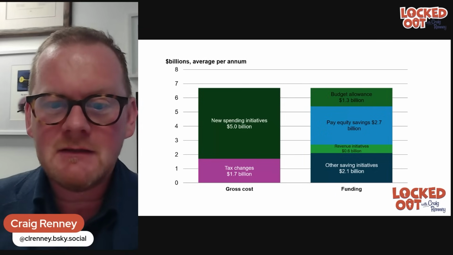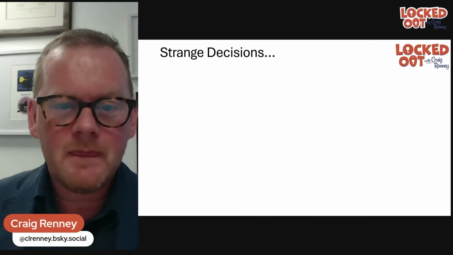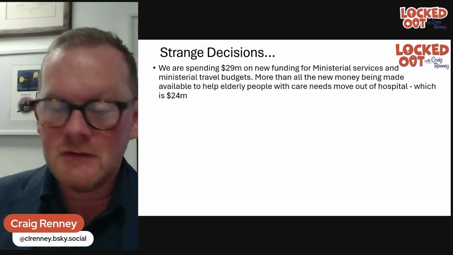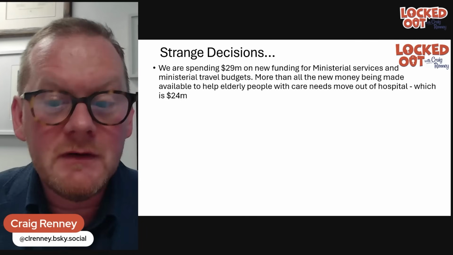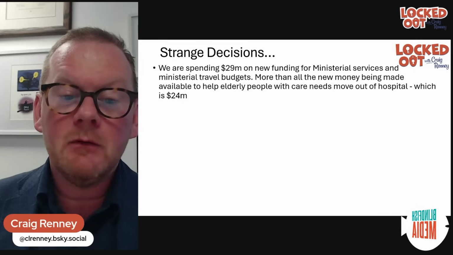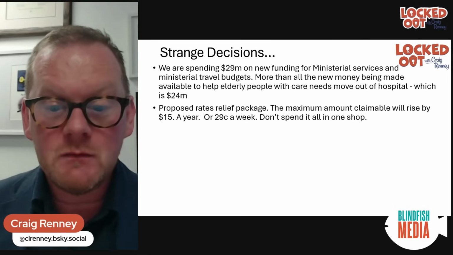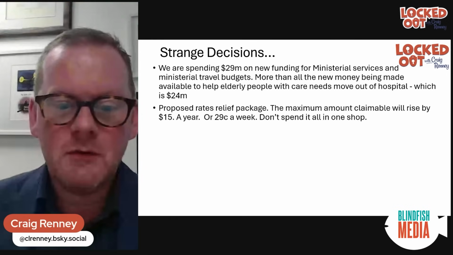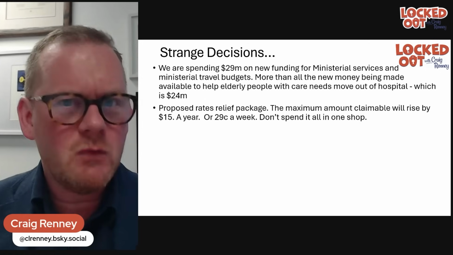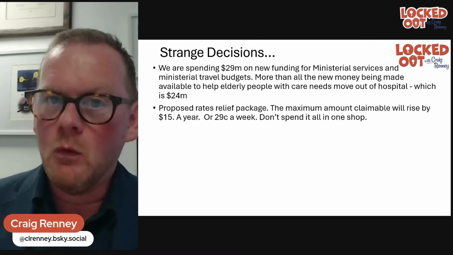Well, let's have a look at that in some detail, because we're seeing some strange decisions here at this budget. We're spending $29 million on funding for new ministerial services and ministerial travel budgets. Now, as a former ministerial advisor, I'm slightly conflicted about that, but that's more money than all the new money being made available to help elderly people with care needs move out of hospital, which is only $24 million. Now, speaking of the elderly, much was made of the proposed rates relief package at this budget. The maximum amount claimable will rise by $15 a year, which is 29 cents a week. I suggest to the lucky recipients that they don't spend it all in one shop.